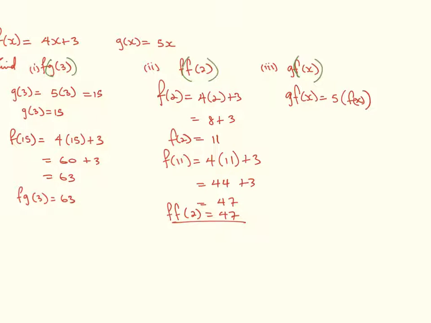So 5 times f of x. Now we know that f of x is equal to 4x plus 3, so we're just going to replace it with that. So this becomes 5 times 4x plus 3. And then we expand out that bracket, that becomes 20x plus 15. And that is now done. So g f of x is equal to 20x plus 15. All right, guys, that is now done. And that is the end of our video on composite functions.